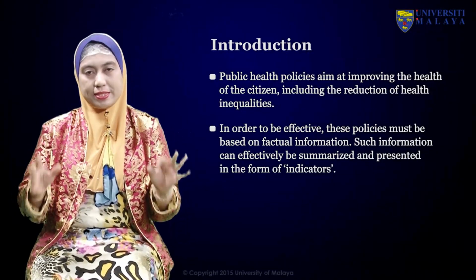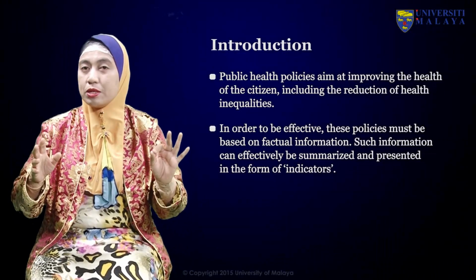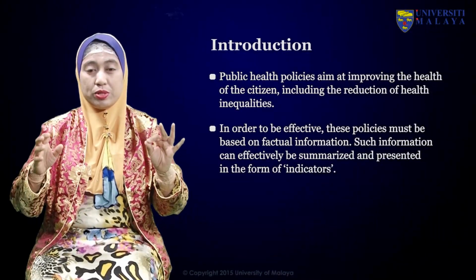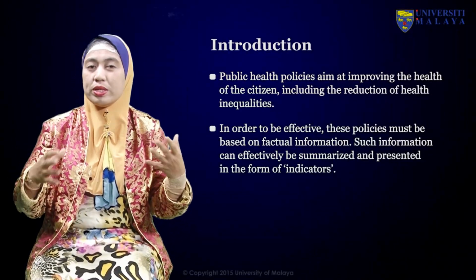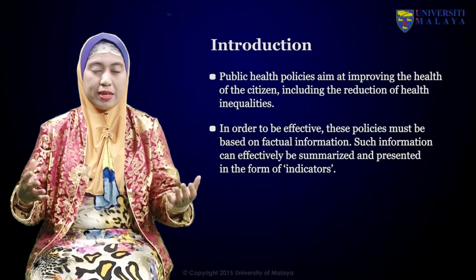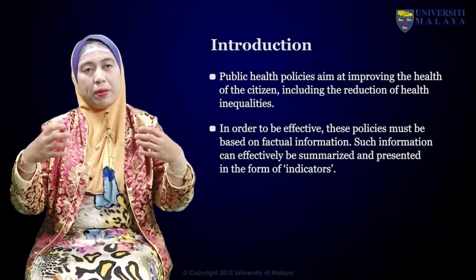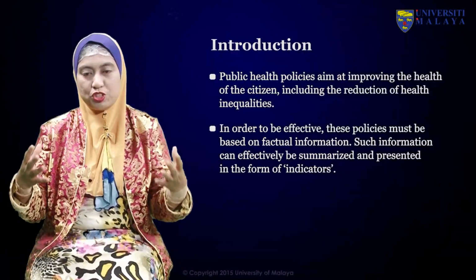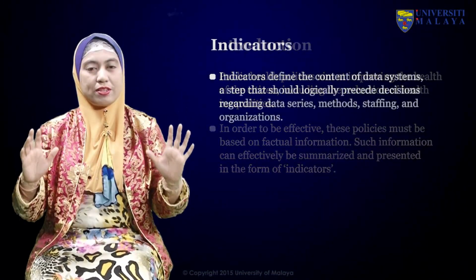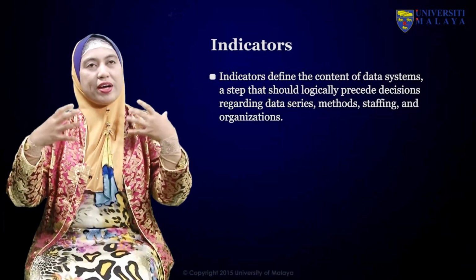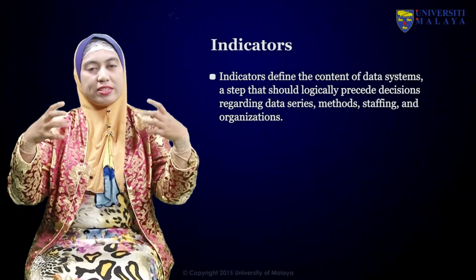First of all, we have to understand that under public health, the aim is to improve the health of the citizen. And second, we have to reduce any inequalities in that population. So in order to do that, we always have to amend the policies. And to amend policies, you must have factual information. That factual information is called indicators. Indicators are defined as the content of a data system.